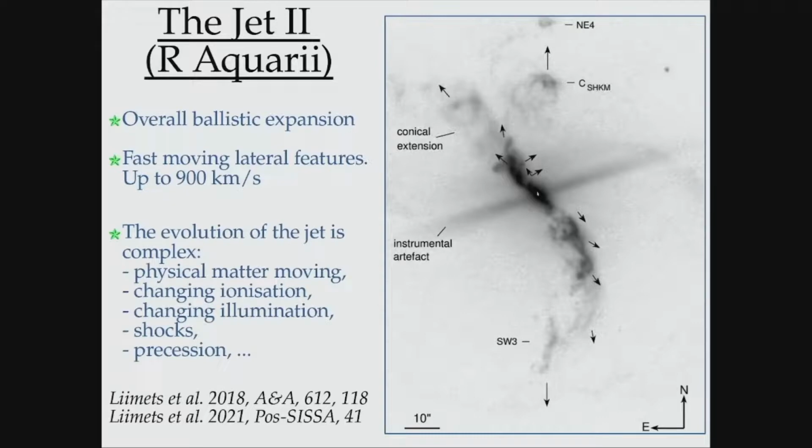So the evolution of the R Aquarii jet is very complex. We have to take into account that the physical matter is moving, there are changing shocks, ionization happening, illumination can be changing, and also the precession, because the jet is also precessing. And all this has to be taken into account.